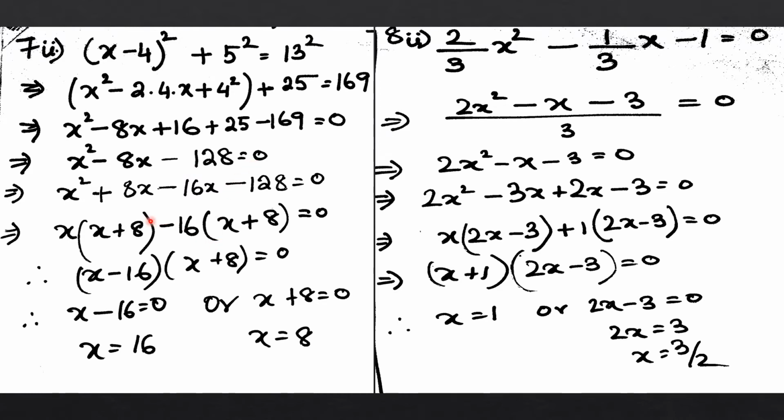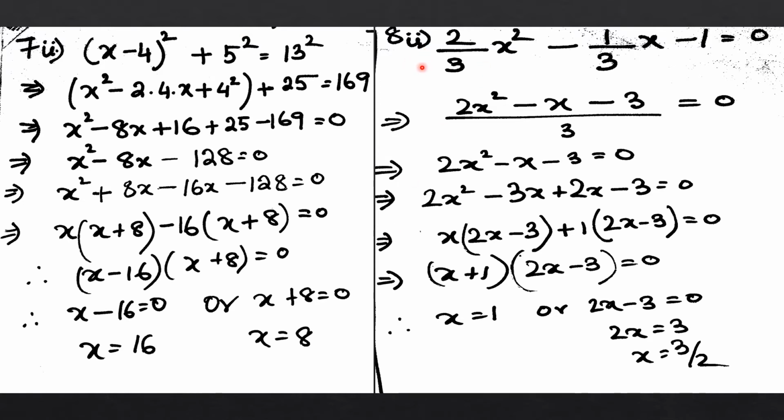On solving this, we can break up 8x into plus 8x minus 16x, and we know that 8 into 16 is 128. So taking x as common, we have x into x plus 8, minus 16 into x plus 8. So the value of x comes to 16, or it can be minus 8. So any of the two can be the value of x.